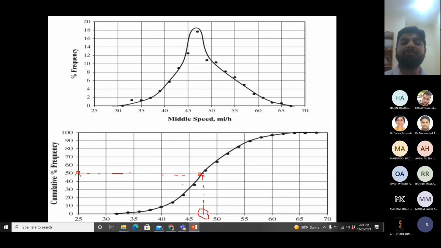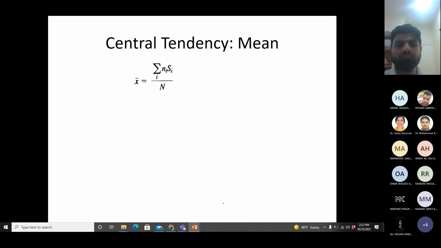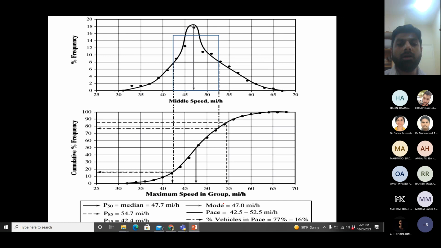So the median will be found from the cumulative frequency distribution graph by locating 50% on the y-axis, dropping the perpendicular on the curve, and then finding the value at the intersection point on the x-axis. This will be the median. Then some other parameters. Now you can see the median is mentioned here, which is 47.7. So this is the median.